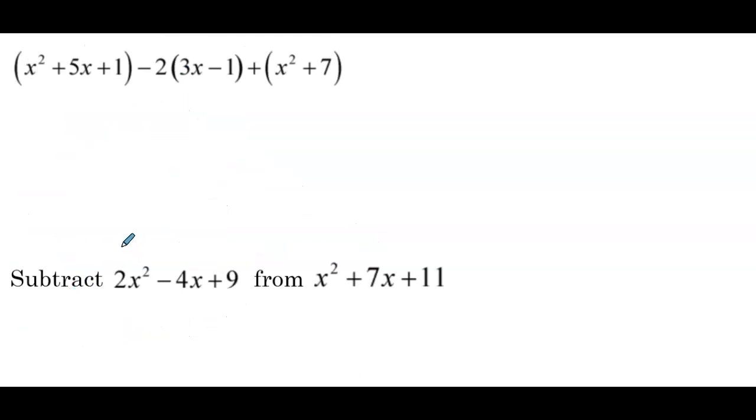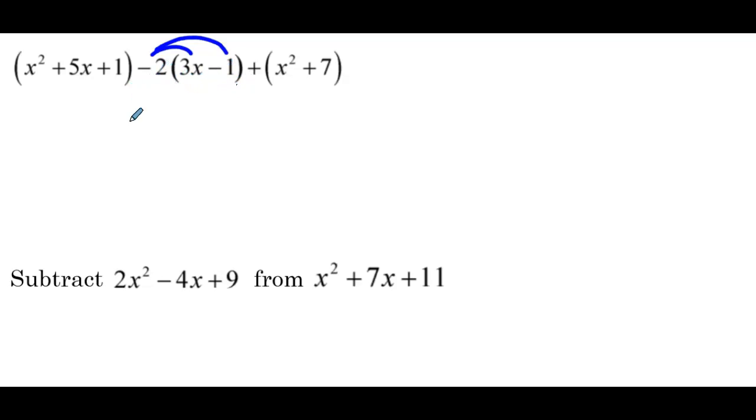Now looking at a little bit more complex example, we have a trinomial added to two binomials. So we have x squared plus 5x plus 1 minus 2 times the quantity 3x minus 1 plus the quantity x squared plus 7. Okay, so the first thing that I want to do is take this negative 2 and distribute it to each term in that middle binomial.